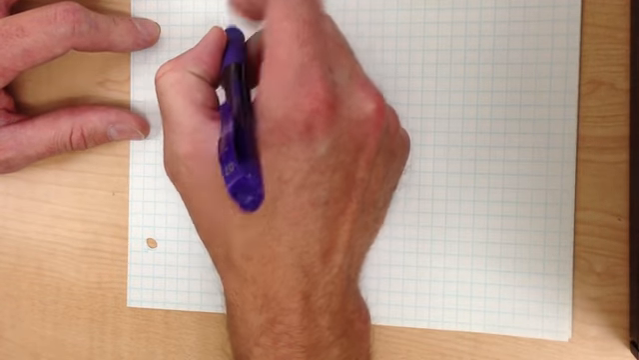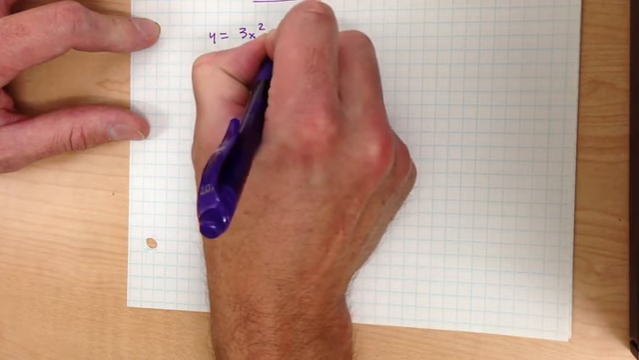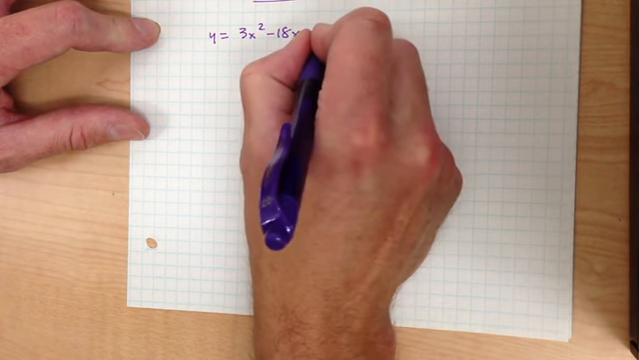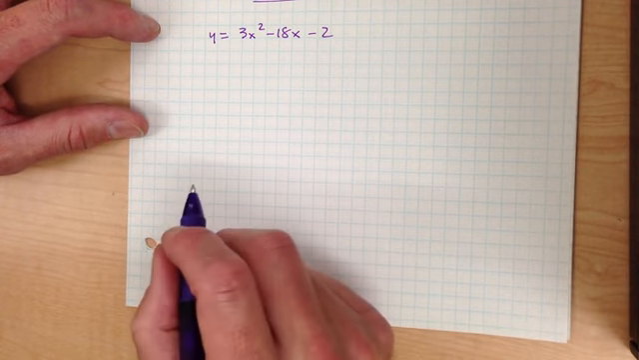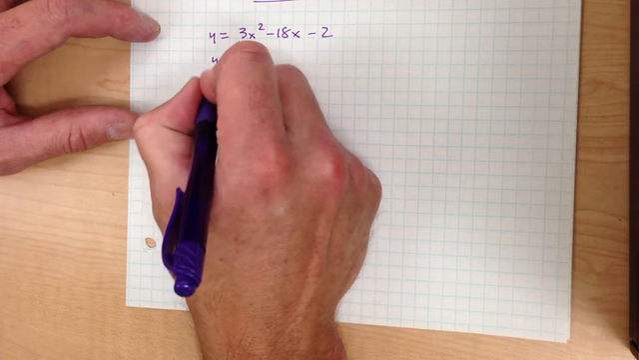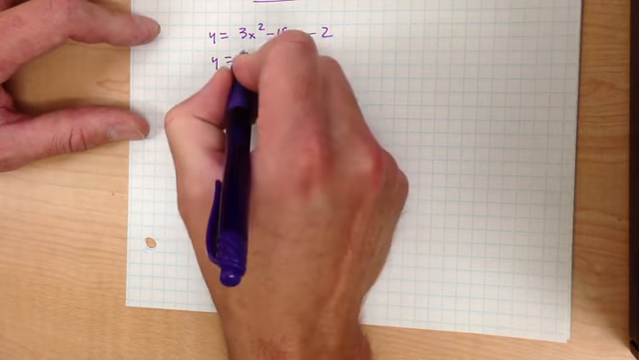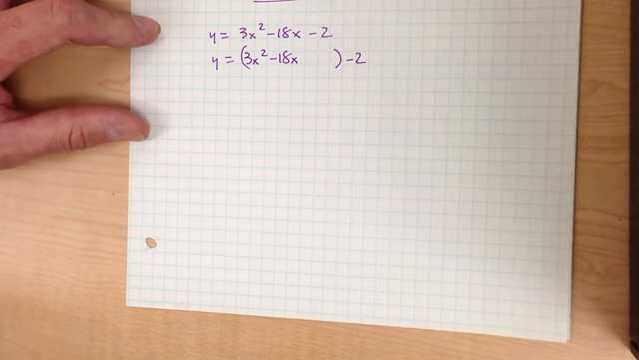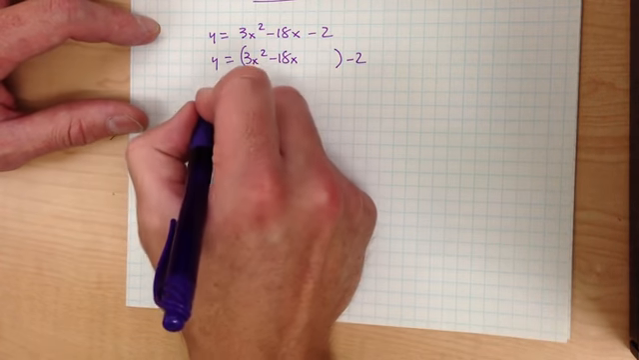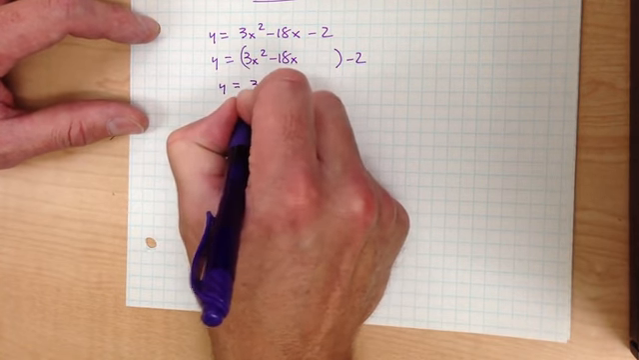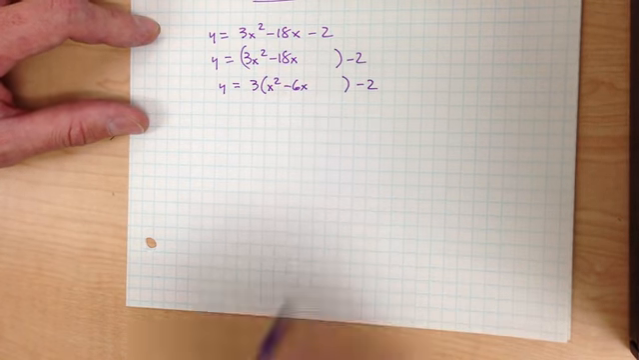Okay, y equals 3x squared minus 18x minus 2. We have a leading coefficient other than 1, so we're going to have to factor it out. Let's first make some room, though. Now we can factor out this leading coefficient of everything that is inside those parentheses. Y equals 3 times x squared minus 6x, minus 2.